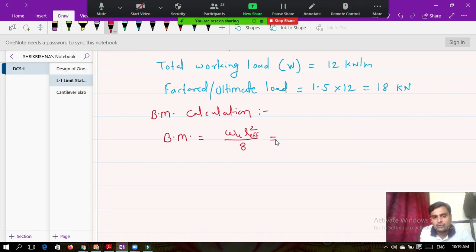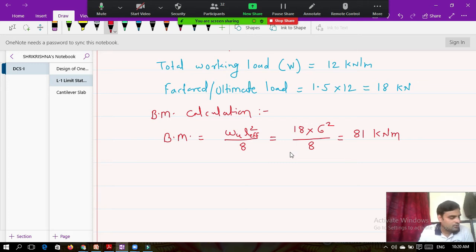So this is equal to, what do you get? Wu is 18 into L effective is 6 square divided by 8. Do this calculation, let me know the value. 18 into 6 square divided by 8, what is the answer? 81. The answer is 81 kilonewton meter. Thank you. So this is the value for bending moment, 81 kilonewton meter.